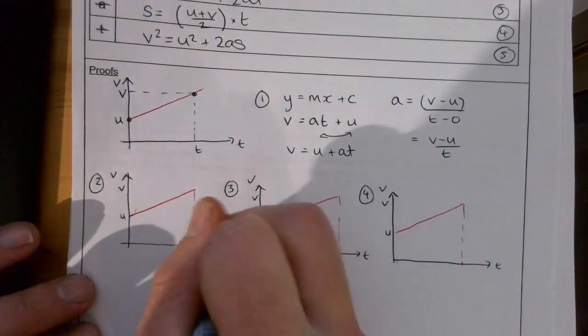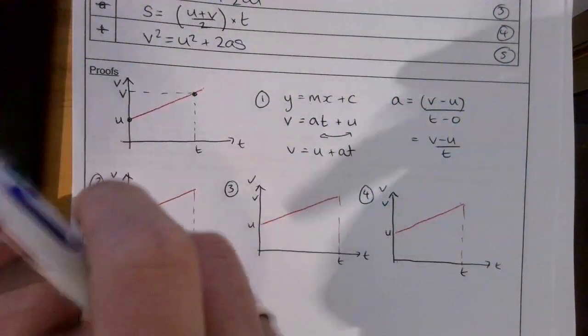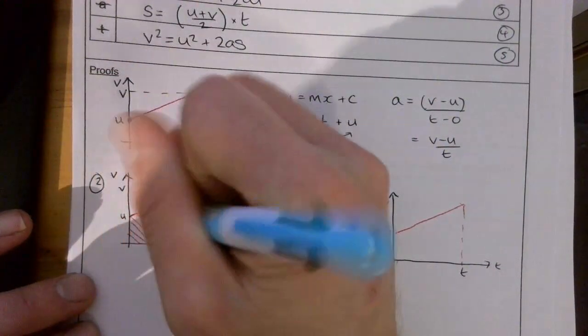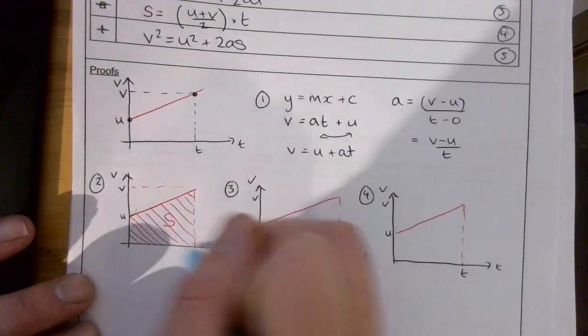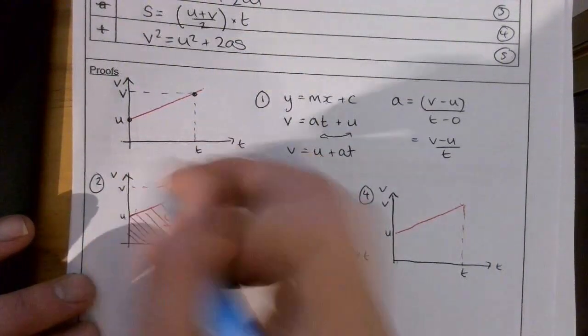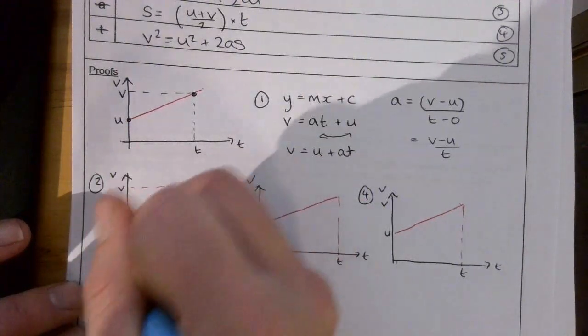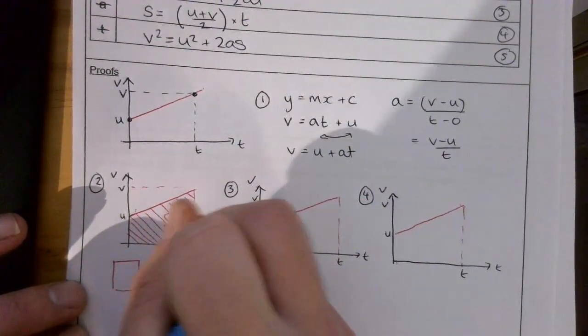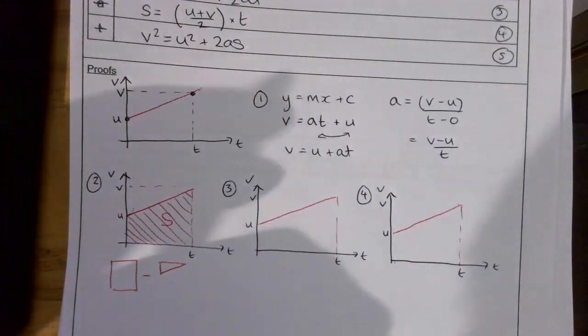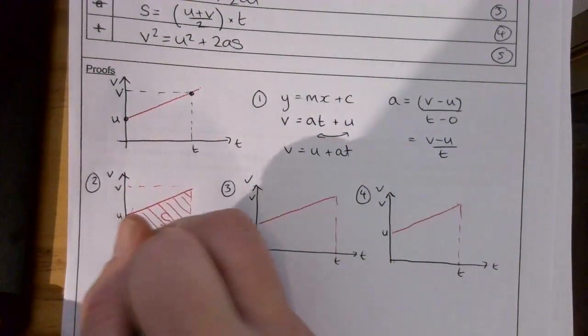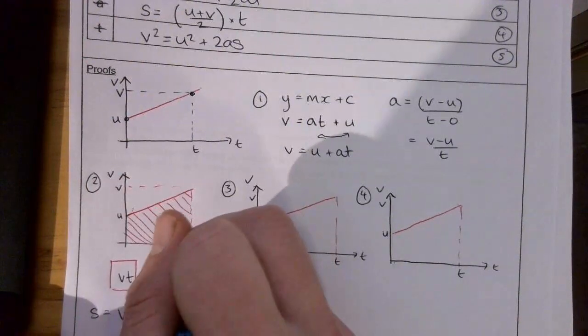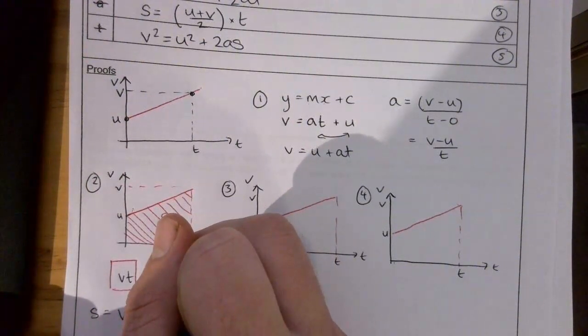what we imagine is that to work out the area we want, s here, what we're going to do is work out the area of this large rectangle, and then we're going to subtract that triangle there. So it's the large rectangle, take away the little triangle, and so it is vt for the large rectangle minus the small triangle, which is a half at squared.